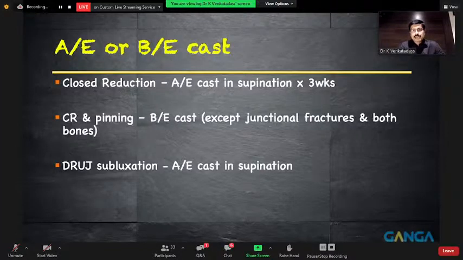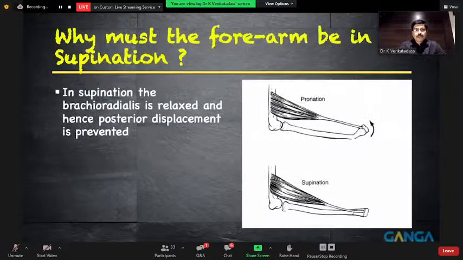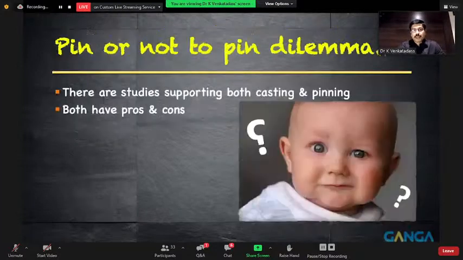So all my plasters for distal radius fractures are in supination, because we know that in pronation the brachioradialis will be tense and there is a chance for the posterior displacement of the distal fragment. So we prefer to put it in supination.